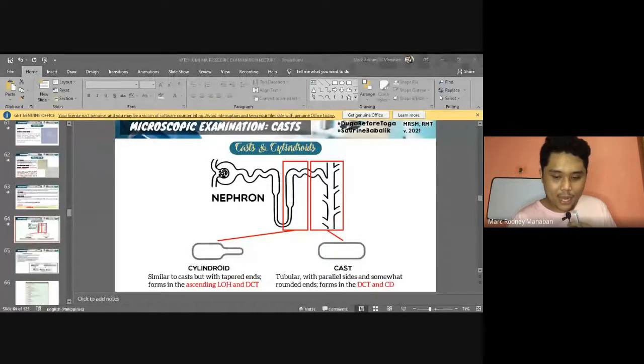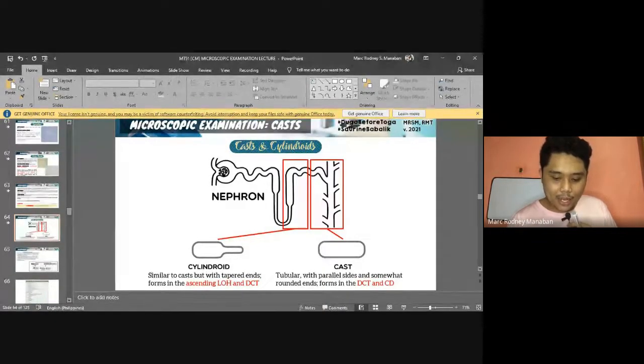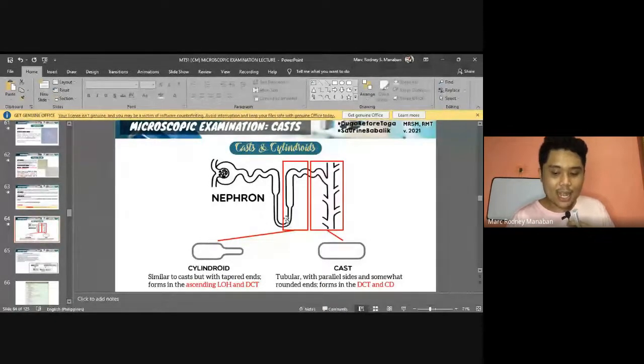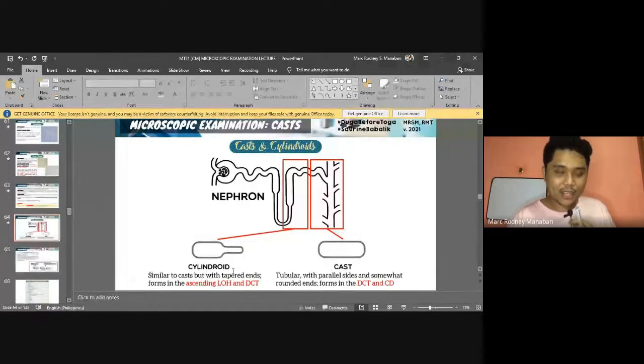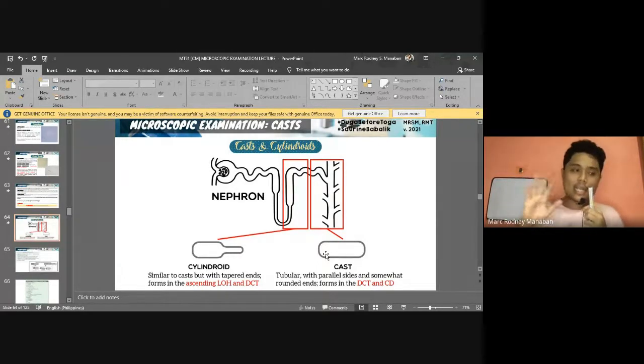You have a drawing there. Again, number one, you have here the cylindroid. Where is it found? In the ascending loop of Henle and the distal convoluted tubule. As you can see, it is tapered at one end. It's not a complete cast. Whereas for your cast, as you can see, found in the DCT and collecting ducts, it is complete and cylindrical, with rounded ends or blunt edges.